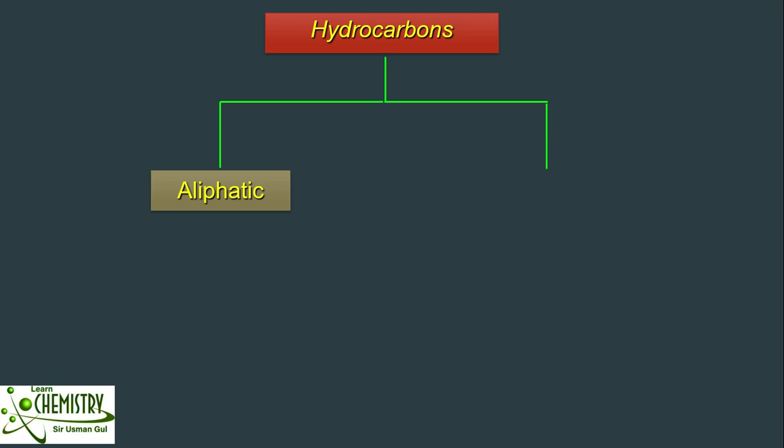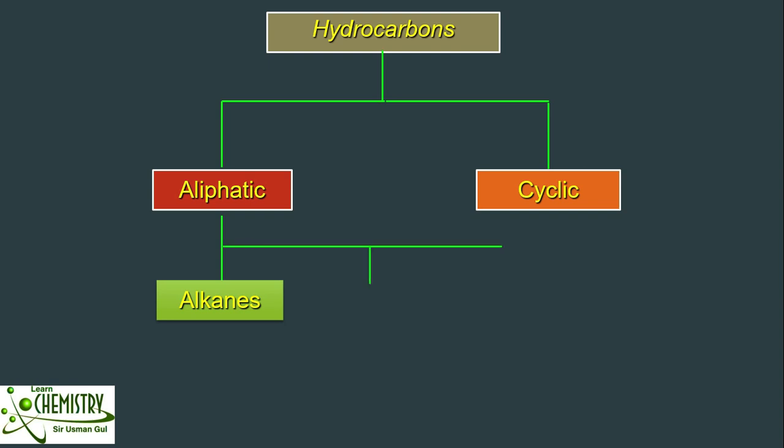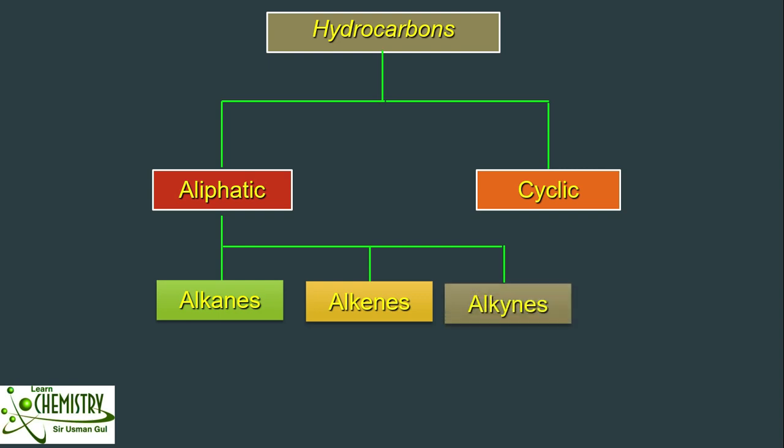Number one is called aliphatic hydrocarbons, also called open chain hydrocarbons, and the second is called cyclic hydrocarbons or closed chain hydrocarbons. When we talk about the aliphatic hydrocarbons, they are also classified into three groups. Number one type is called alkanes, second type is called alkenes, third type is called alkynes.